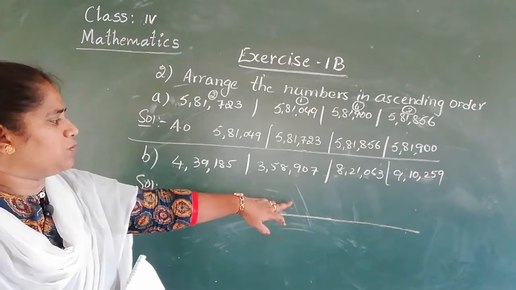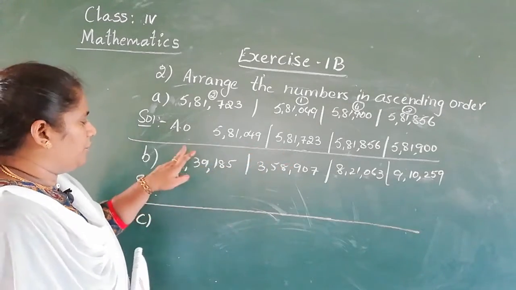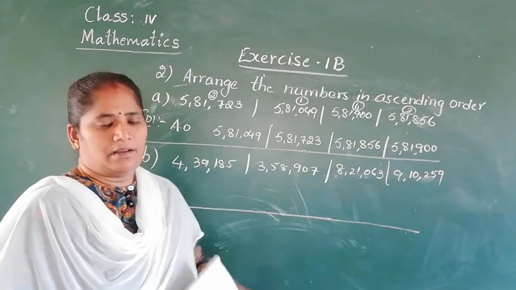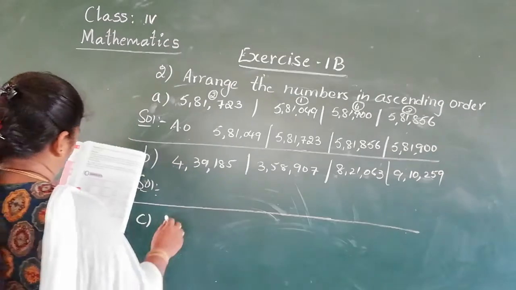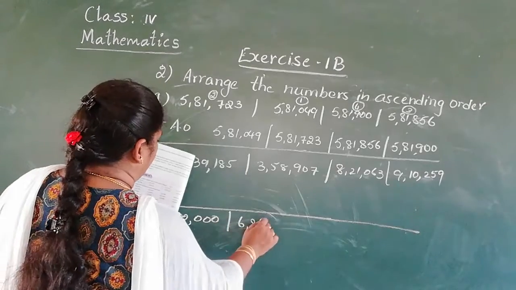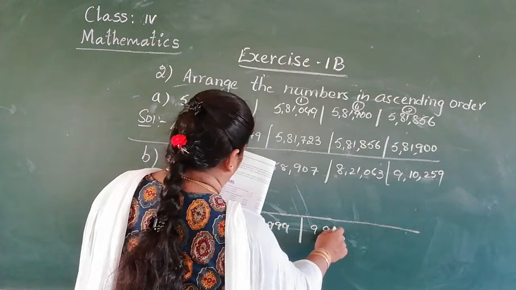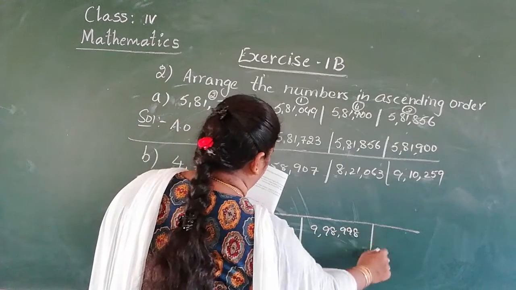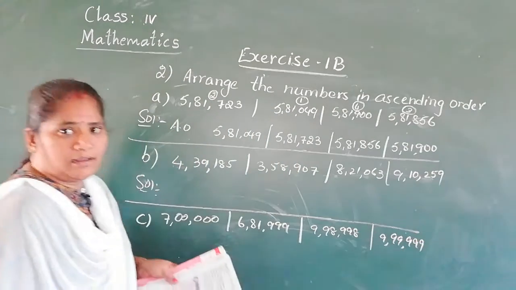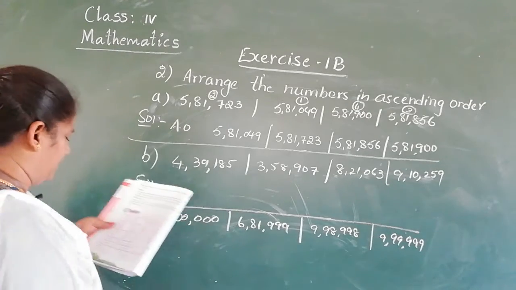So which one is the smallest one? Yes, 3 lakh. So give the number first to this one. Next 4 lakh. Next 8 lakh. Next 9 lakh. You only write this one. Okay, Nana? Next C. 7 lakh, 6,81,999, 9,98,998, 9,99,999. So how can these numbers be written in ascending order?